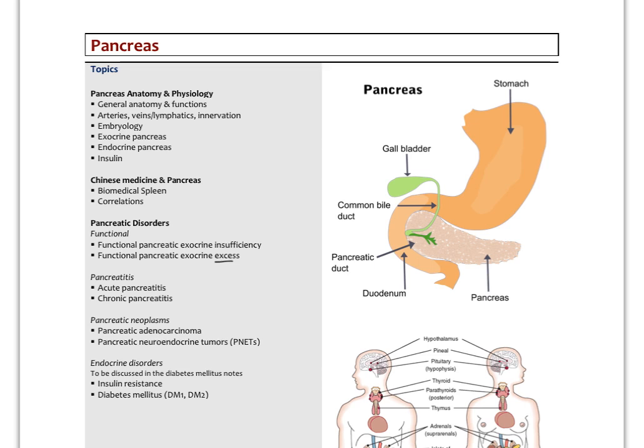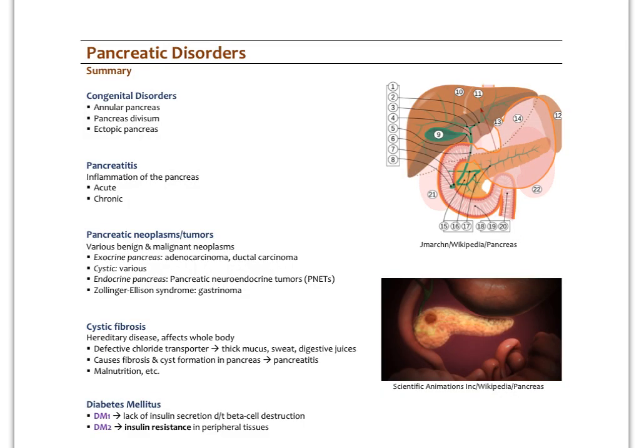Going to primarily talk about those in relationship to type 1, type 2 diabetes. So that'll be in the diabetes notes. So here's a summary of basic pancreatic disorders. We've already looked at the congenital disorders like annular pancreas, the ectopic pancreas. Pancreatitis would be inflammation of the pancreas, and that can be acute and chronic. We'll look at that in more detail.